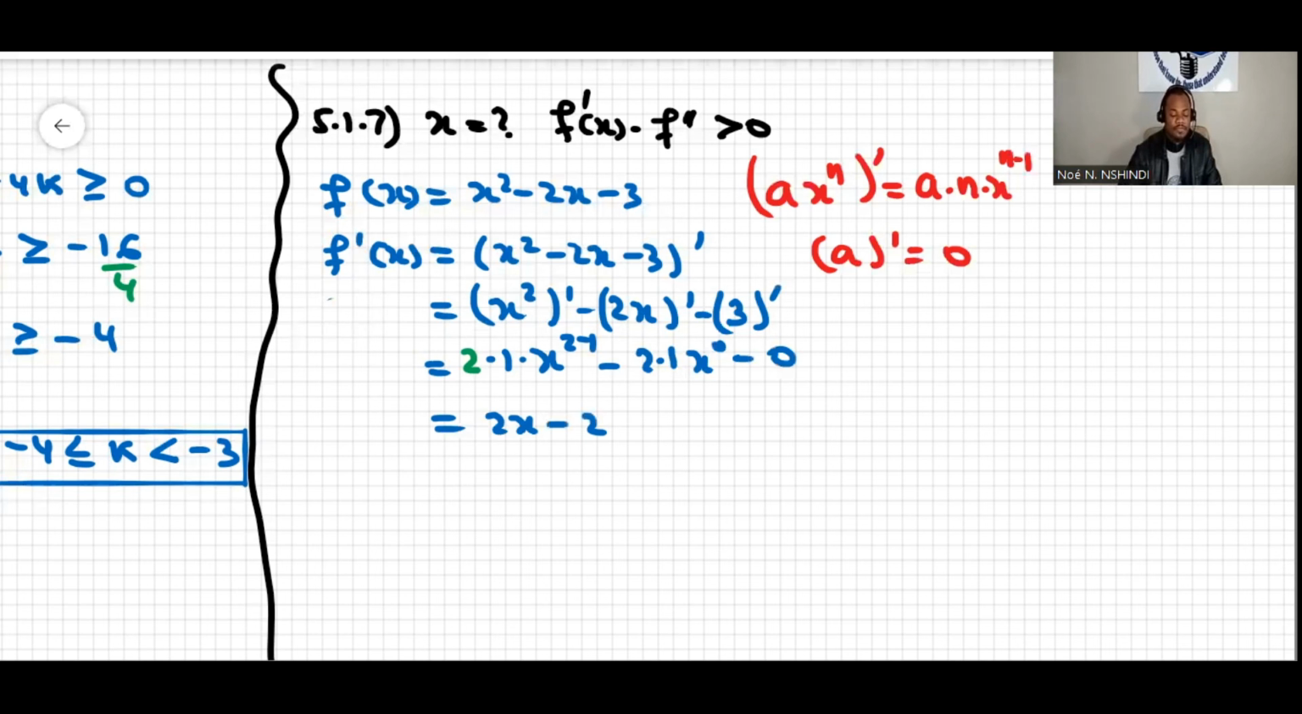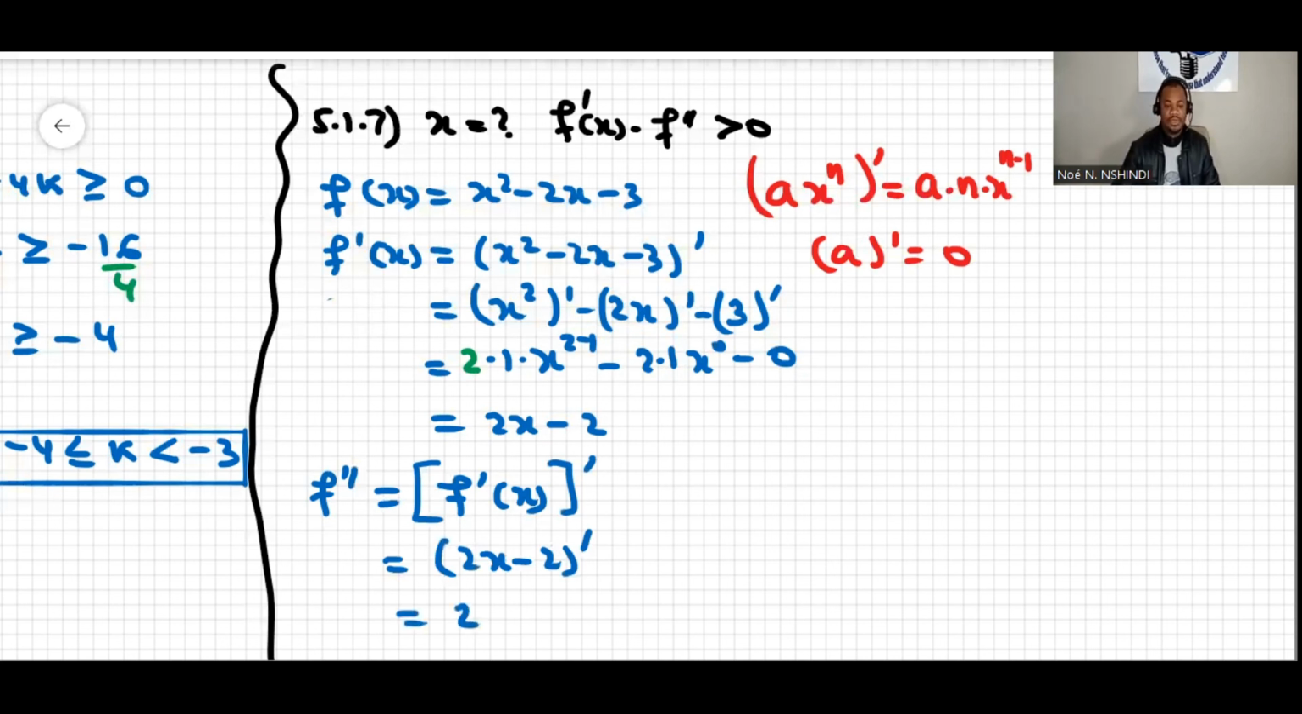Now f prime prime will be the derivative of the first derivative, f prime. So this is just the derivative of 2x minus 2, and this is just equal to 2.